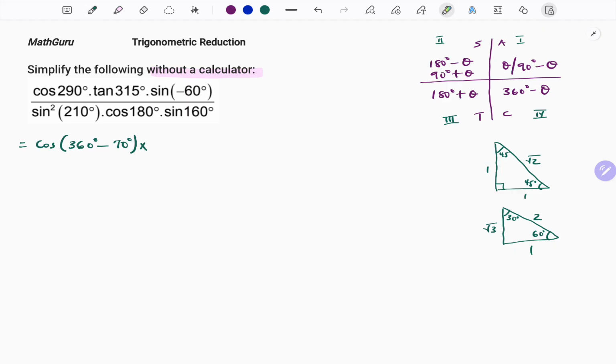That also falls in the fourth quadrant, so I'm going to use the same code. That changes to the tan of 360 degrees minus 45, which will still give me 315.